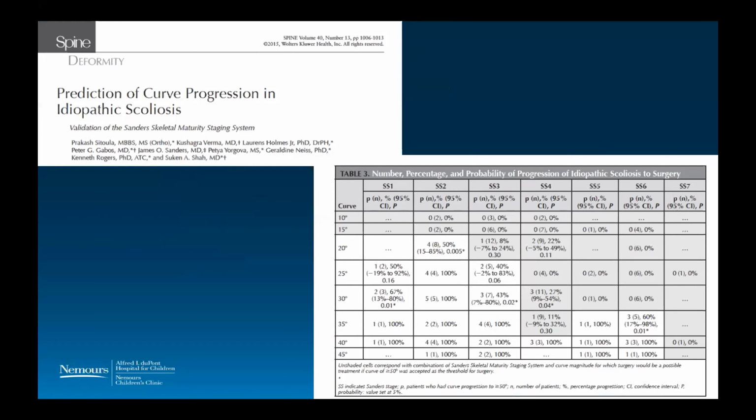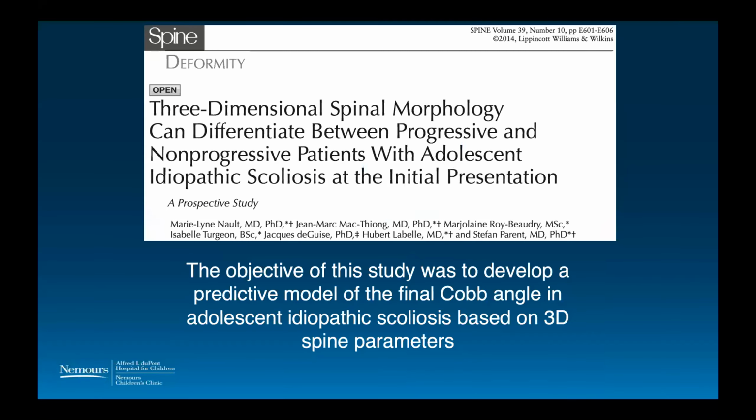We duplicated Sanders' work with 8 times as many patients and found these statistics to be quite valid. You can basically take their Sanders stage and their Cobb angle and figure out what their risk of progression is. I find this to be very helpful in counseling, especially for those brace patients who may not have the best compliance. Currently, the state-of-the-art is Stéphane Perrant's work in Montreal.